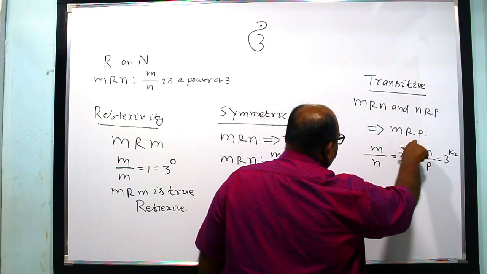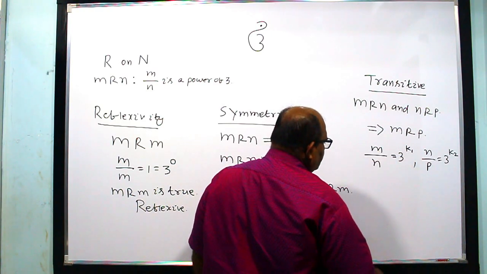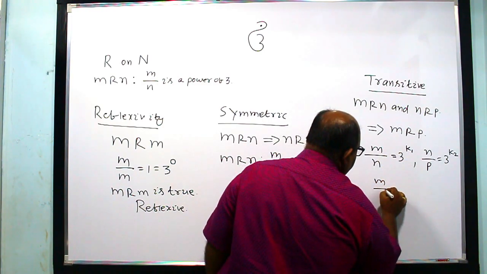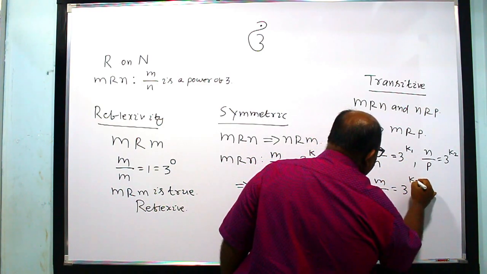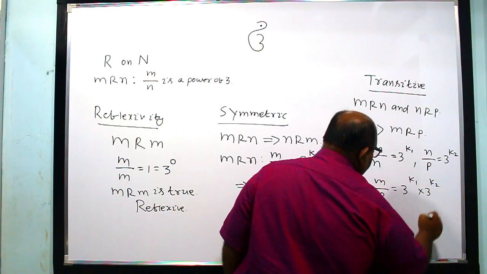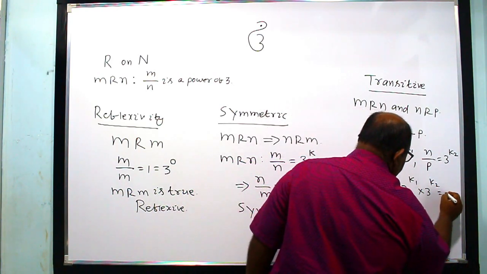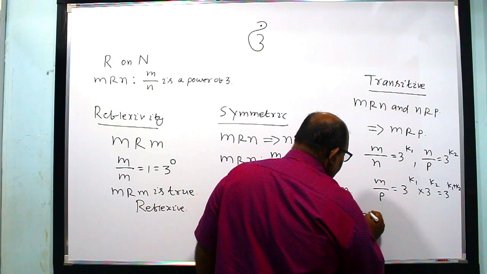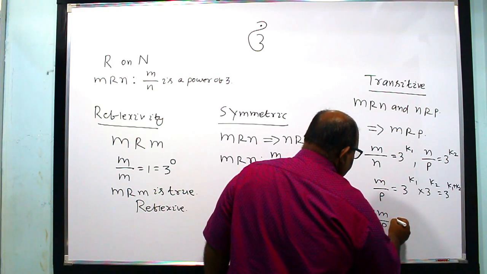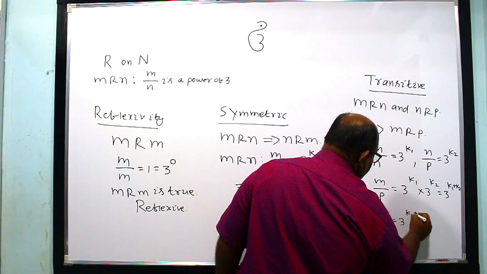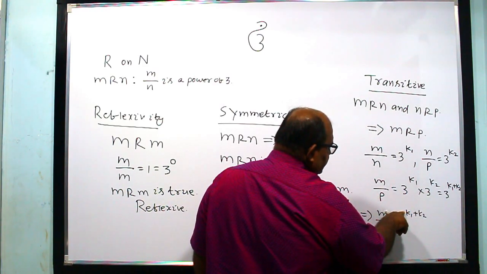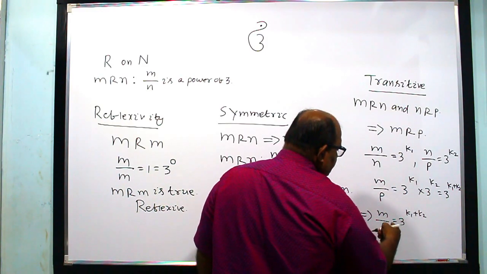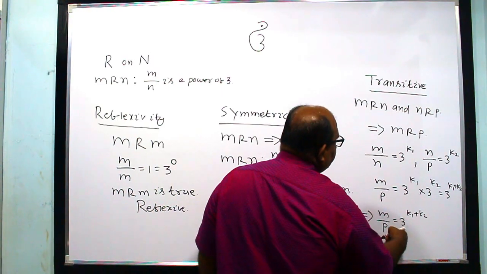Now M related to P means I need M by P. So multiplying these two, M by N into N by P, I get M by P is equal to 3 to the power K1 into 3 to the power K2, which is equal to 3 to the power K1 plus K2. This implies M by P is equal to 3 to the power K1 plus K2. Now if K1 is an integer and K2 is an integer, K1 plus K2 is also an integer. So I can tell that M by P is a power of 3.